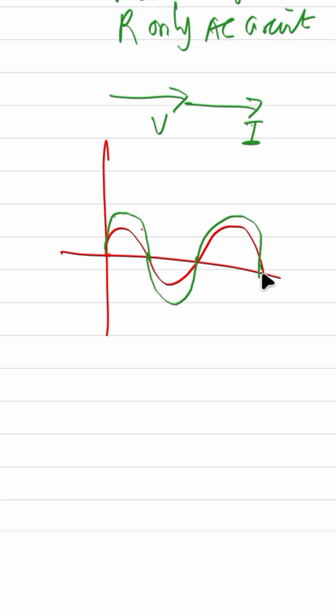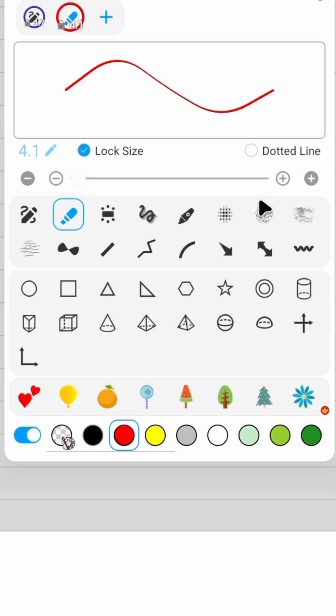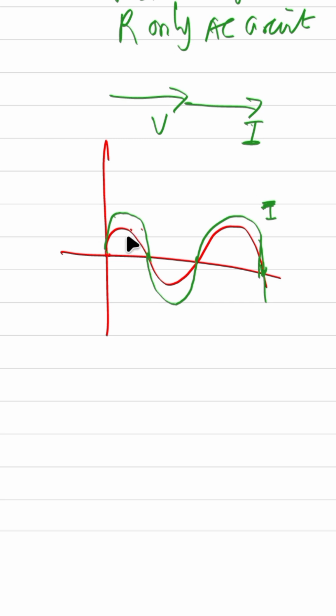When they are doing 0 or they are doing maximum at the same instance, this green line is the current. This red waveform, this red one, is the voltage. You can see that when the voltage was doing 0, the current was doing 0. Both of them went up, though the current was higher. But they did 0 at the same time here. They did minimum at the same time here. They did 0 at the same time here. They did maximum at the same instance here.